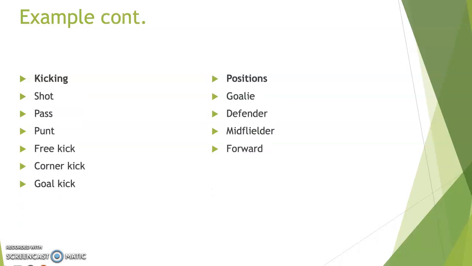Here I just did 2 little groups. The first group here I labeled as kicking, which has shot, pass, punt, free kick, corner kick, and goal kick. I labeled it kicking because they all have to do with the action of kicking the soccer ball. And then my other group, I did positions, which are all the positions on the soccer field, which is goalie, defender, midfielder, and forward. It's just a very simple strategy that you can use with any of your students.